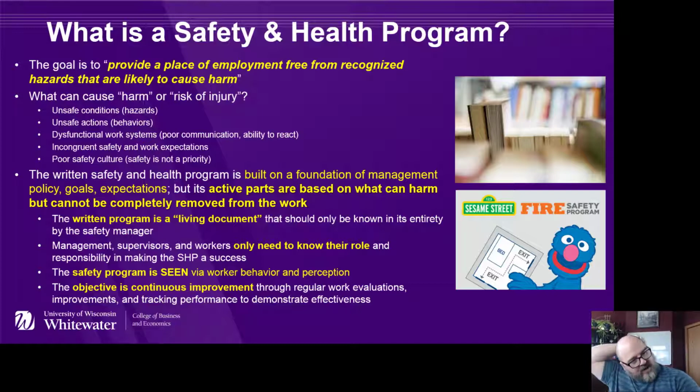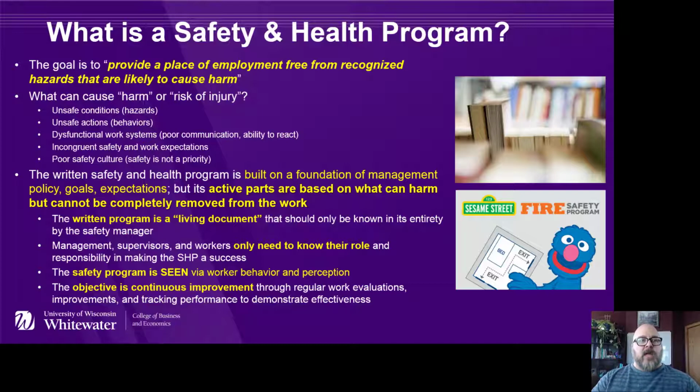And what can cause harm? Well, I've got a short list here. The hazards and behaviors are always top of the list, but you should also realize that poor communication, incongruent safety and work expectations, poor safety culture, all these things can contribute to how someone may experience an injury, illness, or death in the workplace. The written safety program, which is what people tend to think of when you say program, and that's why I wanted to start there. Although it's built on management's policies, goals, and expectations, the safety program is really what you see out on the floor.